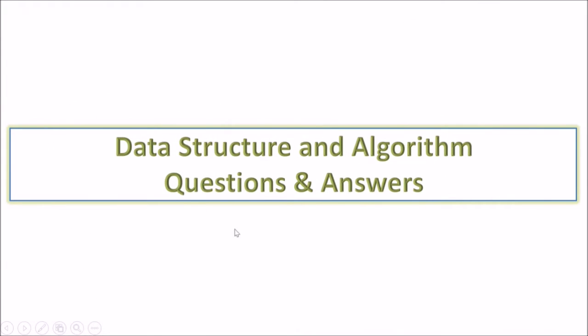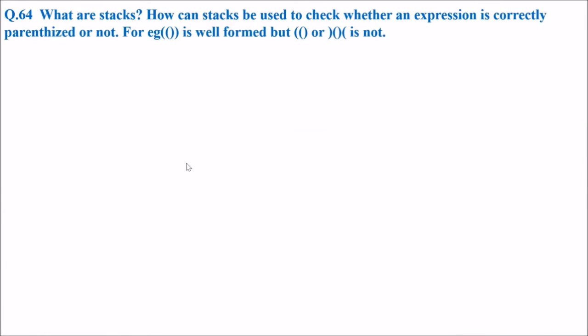Let us take a few more questions and answers in data structure and algorithm. What are stacks? How can stacks be used to check whether an expression is correctly parenthesized or not? For example, this one is well formed, but these are not well formed. What are stacks? A stack is an ADT, an abstract data type, and also a data structure. You have a system stack, and you can make your own stack. So let us answer this first.